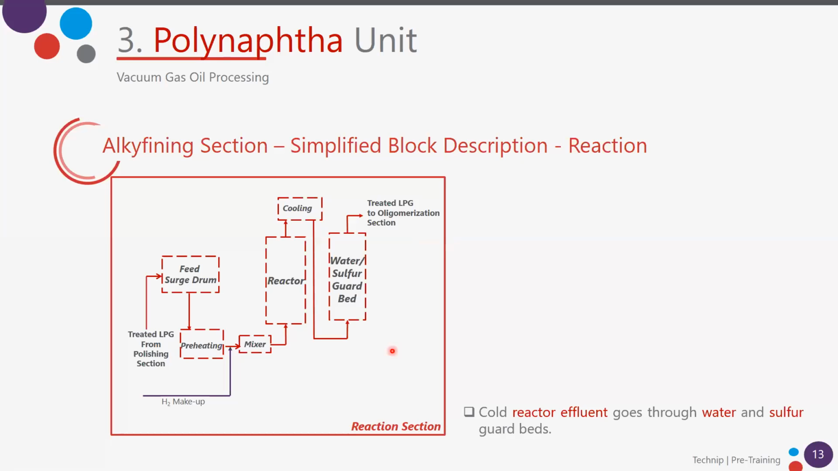So the idea here in this reaction section of this Alkyphining section, remember, is to hydrogenate. We will see it in the chemical reactions, but it's to hydrogenate the butadiene. But we don't want to hydrogenate the other olefins. That's why it's a selective hydrogenation. So we will hydrogenate the butadienes that we will have in the feedstock. For this reaction, we need hydrogen, of course.